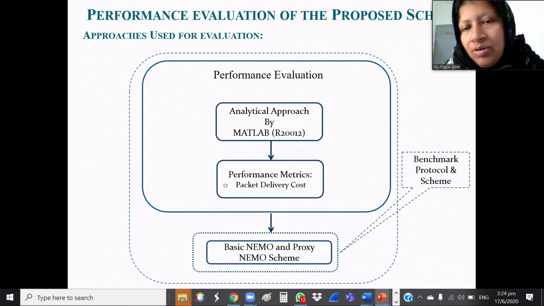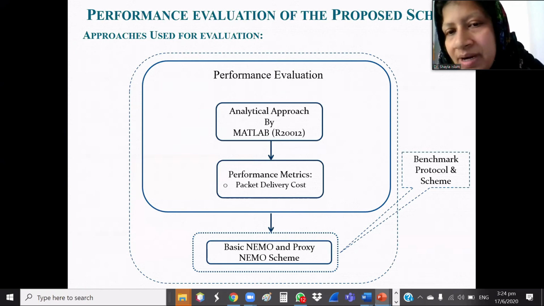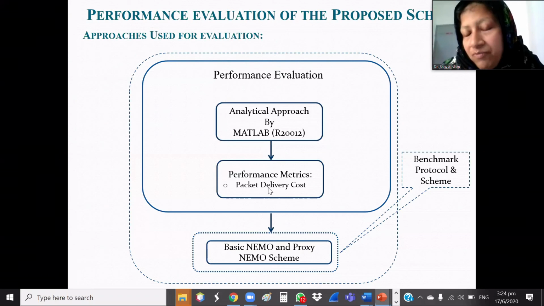And for performance evaluation, in this paper we include only the mathematical part. For the mathematical analysis, we consider only packet delivery cost. Our previous work focused on signaling cost, and this is the new thing that we analyze here, packet delivery cost, with special focus on tunneling cost. For benchmarking, we are considering the base protocol, which is basic NEMO, as well as Proxy NEMO, because we are considering all this mobility in a proxy domain. So we are also benchmarking with these protocols.